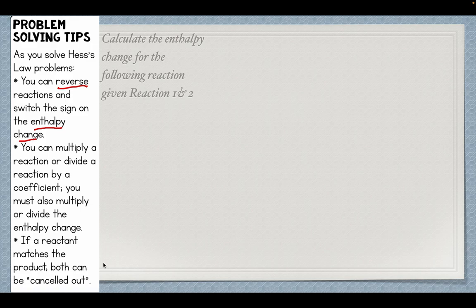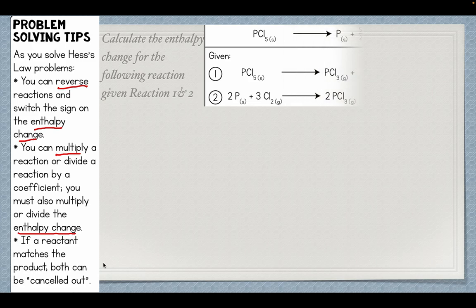Also, we can multiply or divide the reaction, and if we do so, then we will multiply or divide the delta H. And then if the reactant is on the product side also, we can cancel them out, similar to like terms. Let's take a look at an example.